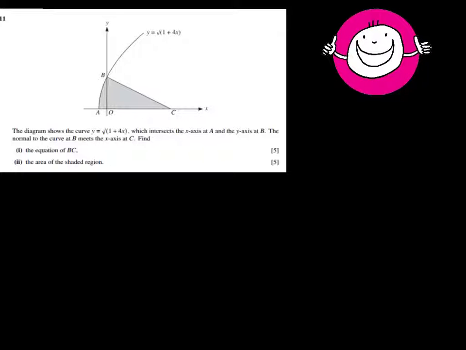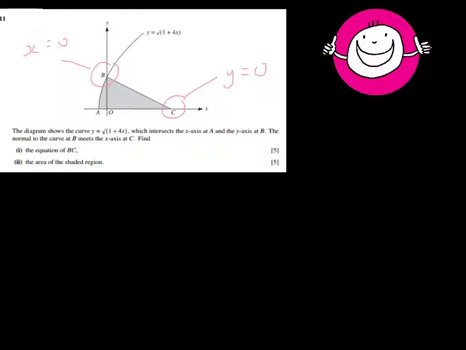Cool, so the equation of BC, like the video yesterday. The point B is going through the y-axis, which means that at that point x is 0, and the point C is going through the x-axis, so at that point y is 0. We know that this line BC is a normal to the curve, which means we have to find out what the gradient is at point B and then reciprocate it and change the sign so we get the equation, the gradient of that line.